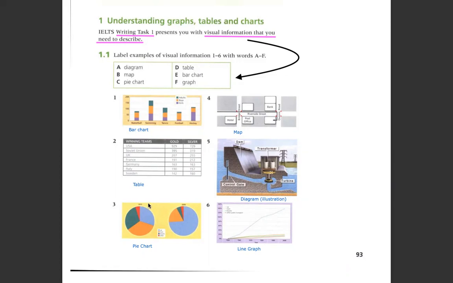Okay, so this is the type of visual information that you would see, and then you need to describe the information that you can see over here. What we're going to be focusing on first is how to describe information in charts and graphs.